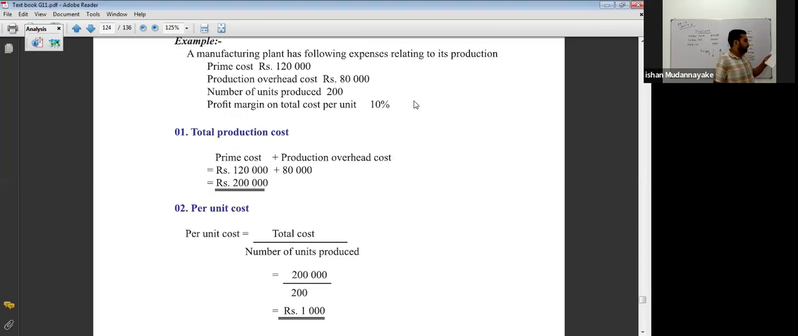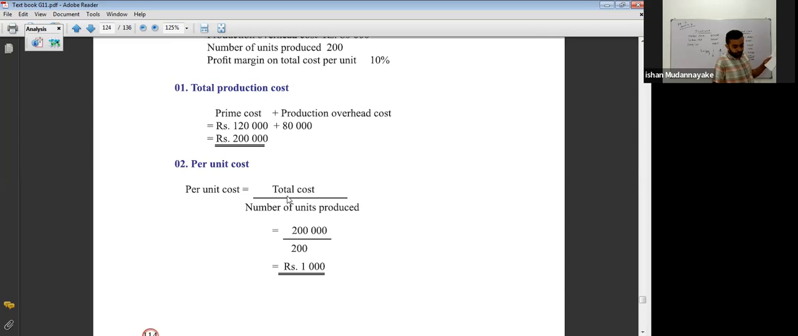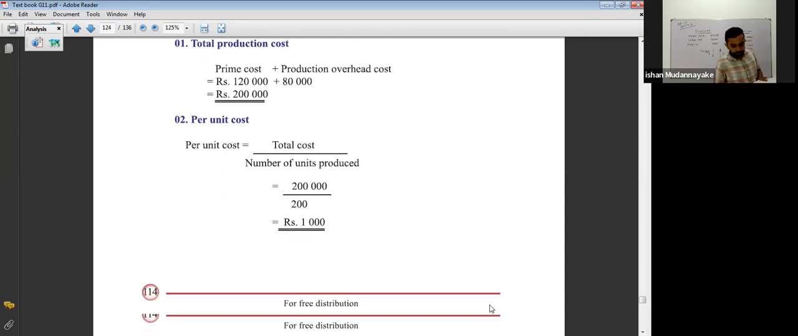Prime cost of a business is 120,000. Production overhead cost is 80,000. Number of units produced is 200. Profit margin on total cost per unit is 10%. Prime cost plus production overhead cost gives a total production cost of 200,000. Total production cost divided by manufactured quantity, 200,000 divided by 200, gives the cost of the product as 1,000 rupees.